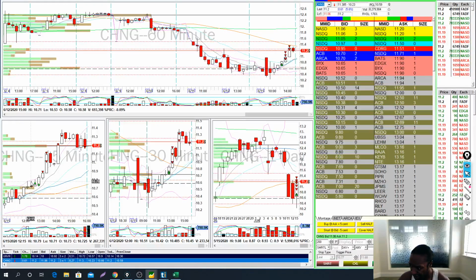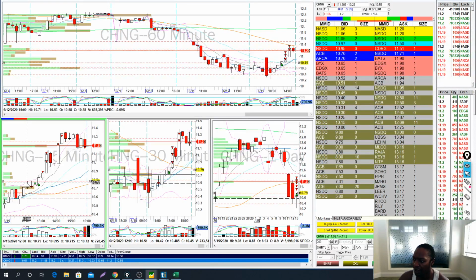CHNG, I saw setting up on the 15-minute. It was putting in a level here at 1079. It put in the level here on the 12 p.m. candle, again at the 12:15 candle, and it actually touched the third touch and broke through here at this 12:30 candle.